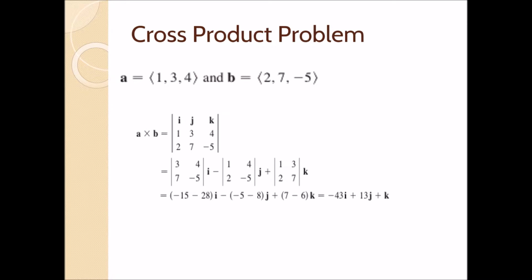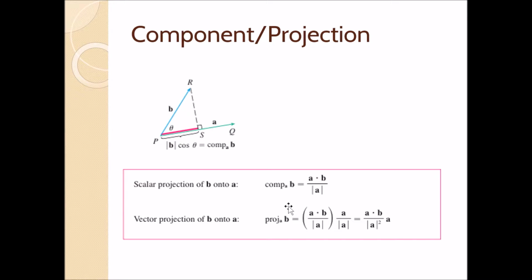We're going to do a little bit of an example here. So we have the vector A as being 1, 3, and 4, and the vector B as being 2, 7, and negative 5. Plug that into the matrix using the i, j, and k. You can then cover up the corresponding columns, giving you the little matrix that's shown right here. You can then simplify it down below into that form, giving you negative 43i plus 13j plus k, and that will be your cross product value.